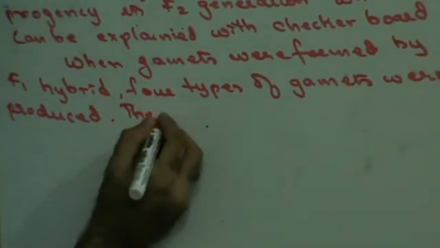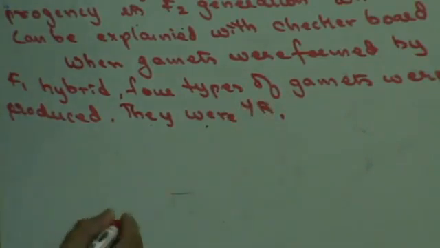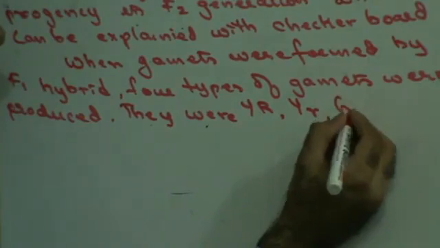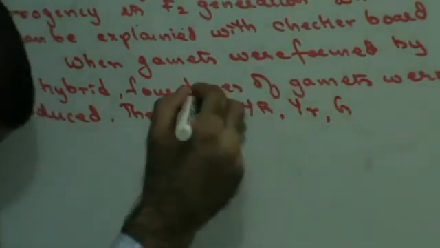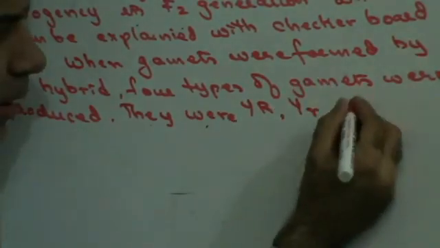You had four different types of gametes that were produced. Now, which were the four different types of gametes? They were yellow round, yellow wrinkled, green round, green wrinkled. Right?